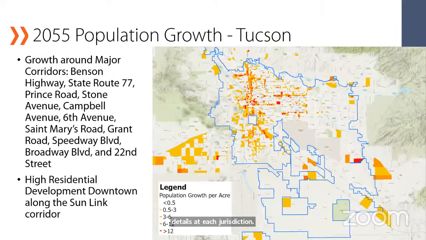First, we are looking at Tucson. We can see the growth around the major corridors like Benson Highway, Oracle Road, State Road 77, Prince Road, Stone Avenue, Campbell Avenue, Sixth Avenue, St. Mary's Road, Grant Road, Speedway Boulevard, Broadway Boulevard, and 22nd Street, major arterials of the city of Tucson. We also see high residential development downtown along the Sunlink corridor.